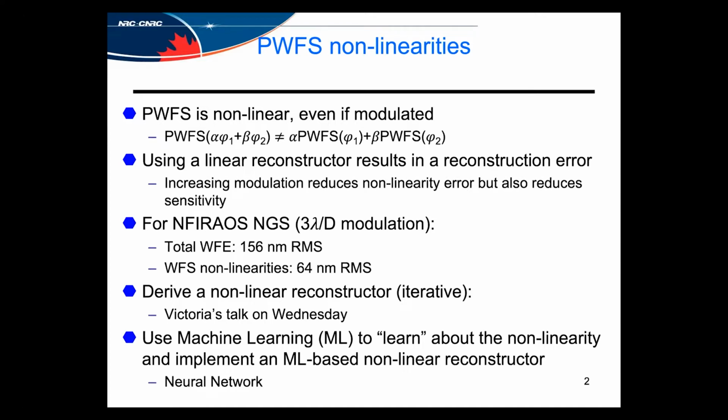If we want to try to reduce this, we can either derive a nonlinear reconstructor, which usually has to be iterative, and that's related to the talk by Victoria yesterday. Or an alternative approach that I'm going to present today is to use machine learning to learn about the nonlinearity and implement a machine learning-based nonlinear reconstructor in the form of a neural network, for example.